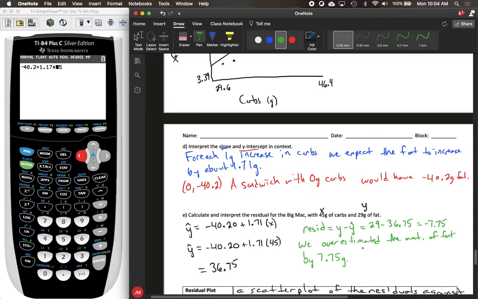So that would be probably the reason why it was an over prediction or an overestimate, because you have more carbs than fat for that sandwich.